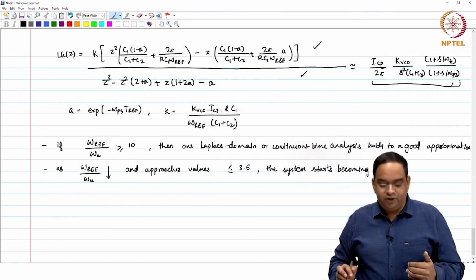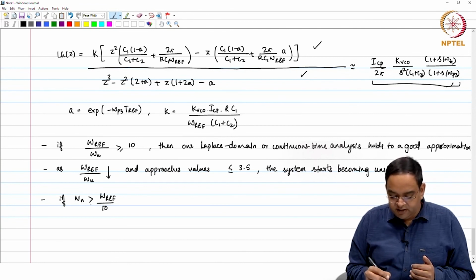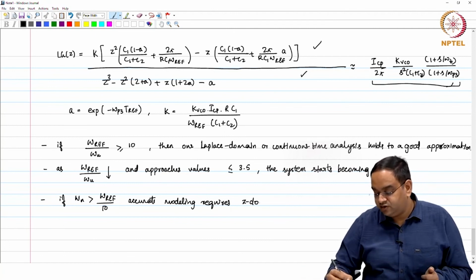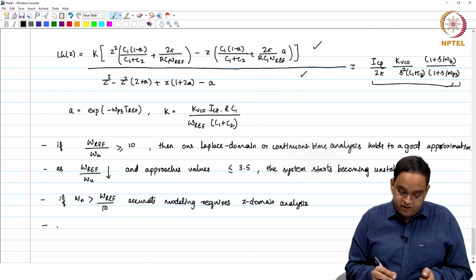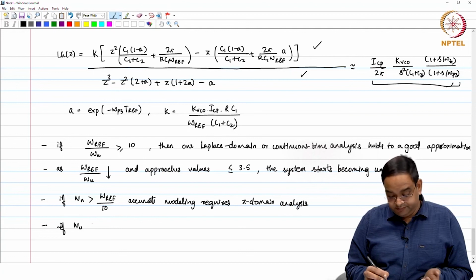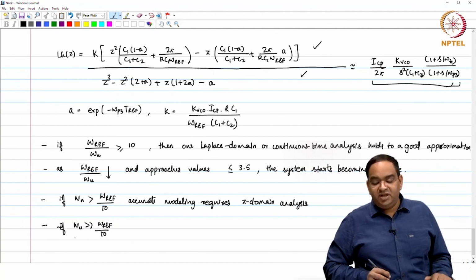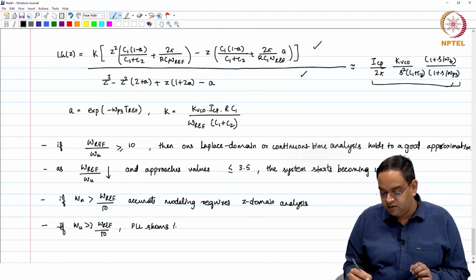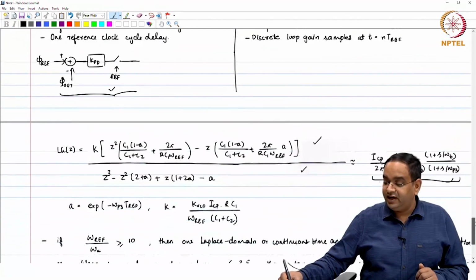If your unity gain frequency, omega u, is greater than omega ref by 10, accurate modeling requires Z domain analysis. Please do not use Laplace domain analysis or the continuous time analysis which we have done. If omega u becomes much larger than omega ref by 10, or approaches even omega ref by 2 or something, the PLL will become unstable. The PLL shows instability because your closed loop poles go beyond the unity gain circle. So, keeping this in mind, we will design our PLL. Thank you.